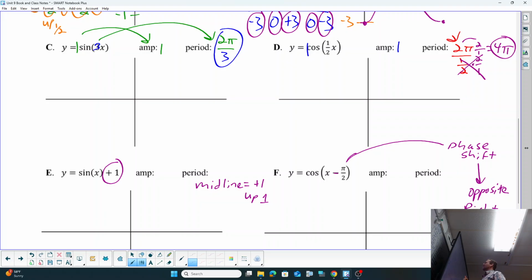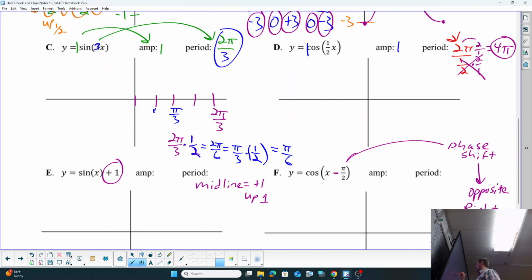Okay, so next one is going to be sine 3x. So this one's going to be tricky just because of the period. So 1, 2, 3, 4, 5. So 2 pi over 3, if you cut that in half, that would be 2 pi over 3 times a half, right? So times a half is cutting it in half. And so that's going to be 2 pi over 6, which reduces to pi over 3. If you divide by 2, divide by 2. Then we'll go ahead and times that by half again. And that'll give us pi over 6, which is what we're counting by.